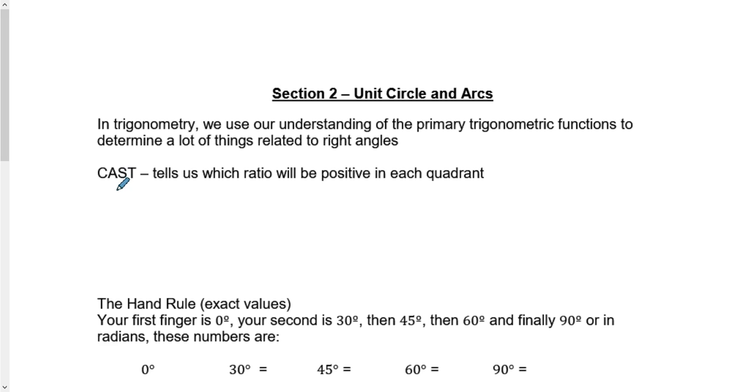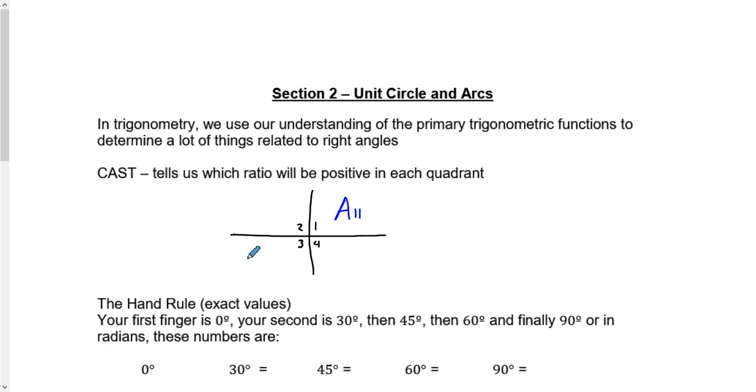The first thing that we're going to do is talk about a lot of things in relation to what we had done in Pre-Calc 20. So obviously, first thing that we're going to talk about is CAST. Now, CAST is just a quick little way of telling us which ratio is going to be positive in each quadrant. And the way that we had learned it is that in each of our quadrants, 1, 2, 3, and 4, certain ratios are positive. For example, in quadrant 1, all of them are positive.